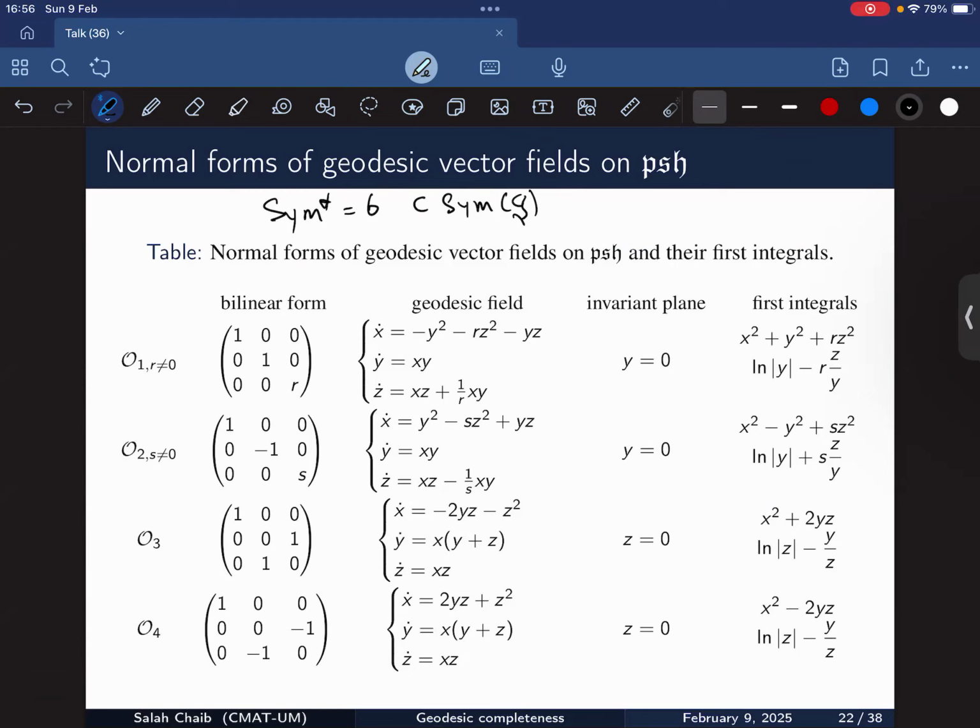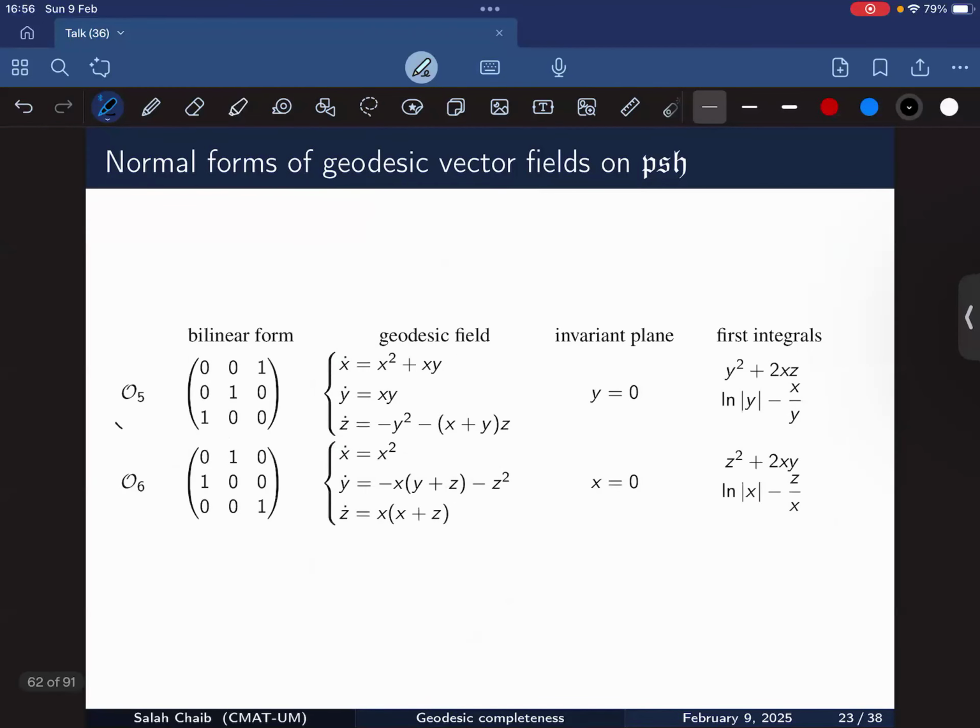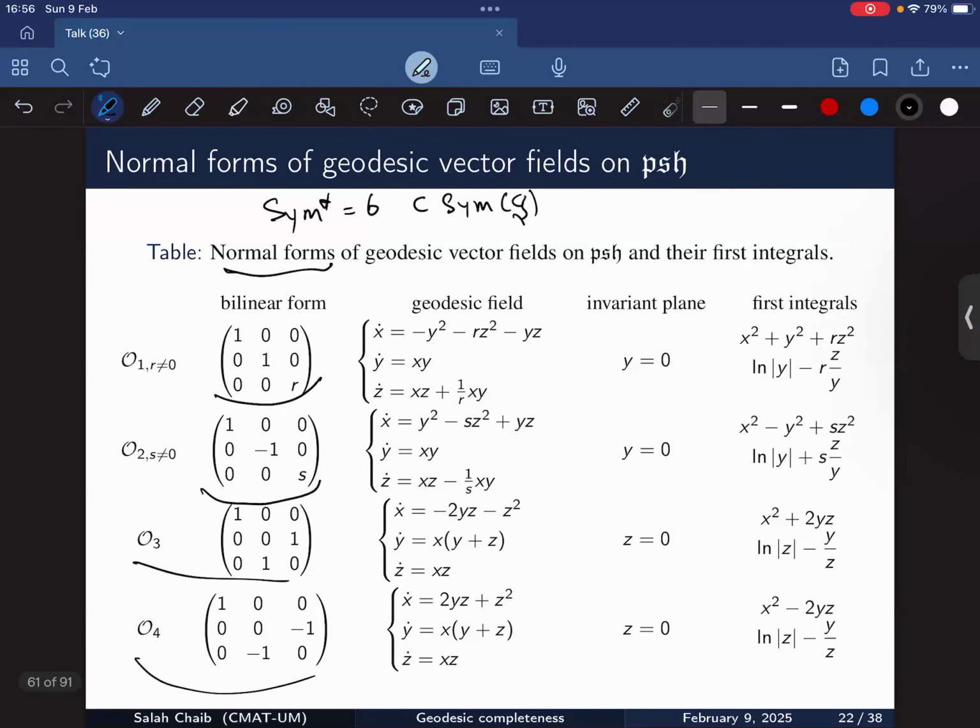For each class, we choose our preferred representative, and we call it the normal form. We have these 2 one-parameter families, and we have 4 discrete orbits, given by O3, O4, and later O5 and O6. Overall we have 2 one-parameter families and 4 discrete orbits. These are all the metrics, Riemannian and Lorentzian, up to the action of the automorphism group and scale.